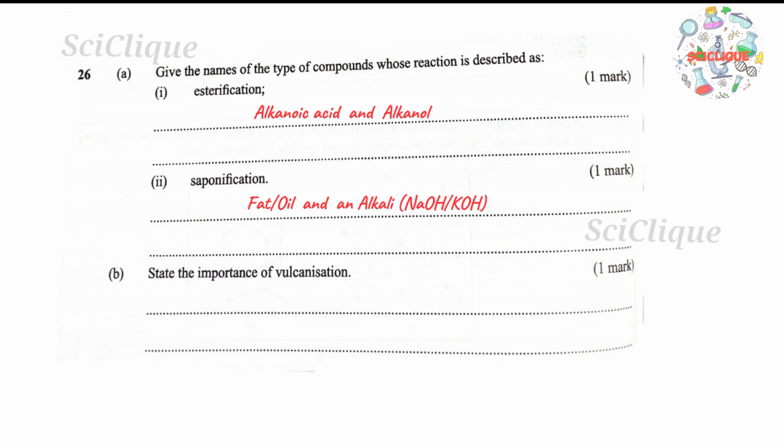Part B. State the importance of vulcanization. Now, vulcanization is a process that is employed to harden rubber. Now, synthetic rubber tends to be soft, which is not ideal. So it's heated with sulfur in order to make it tougher and stronger. This improves the quality of the rubber. Now, this process is what is termed as vulcanization. So the goal, of course, is to make the rubber stronger and tougher and less flexible.